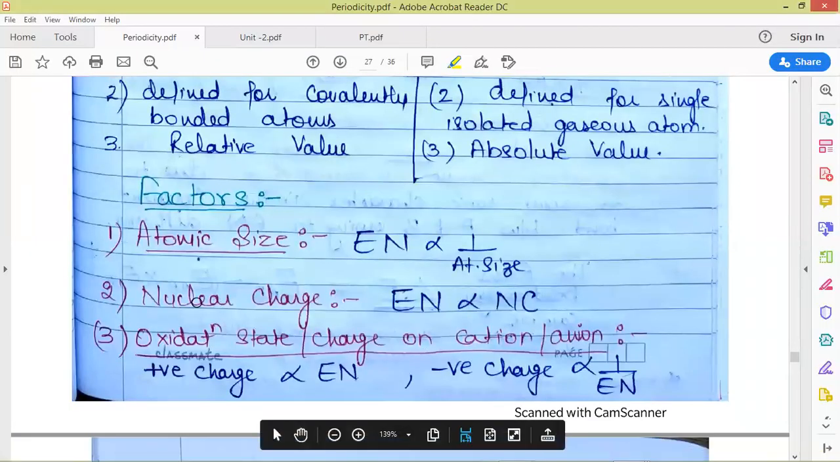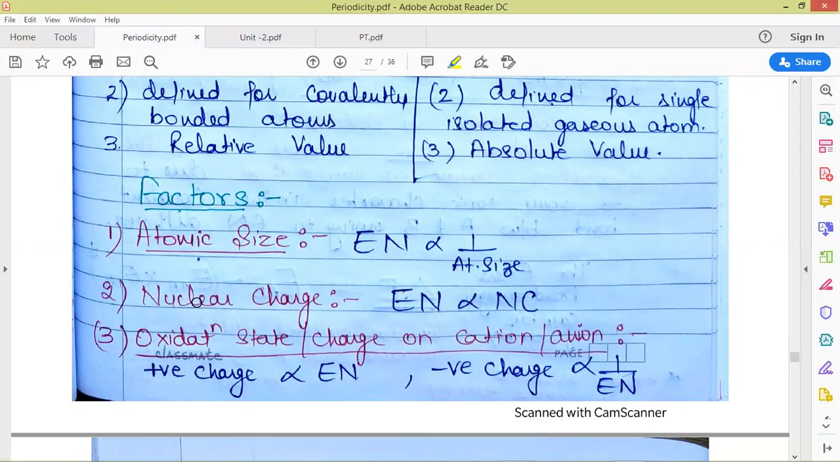The next factor is nuclear charge. With an increase in nuclear charge, the capacity of the atom which we are talking about to attract the shared pair of electrons, to attract the outer electrons present in the periphery of the atom, would increase.